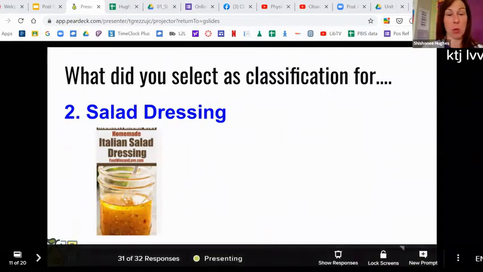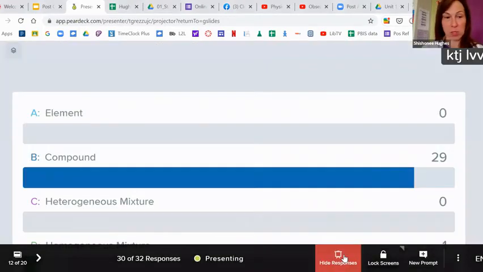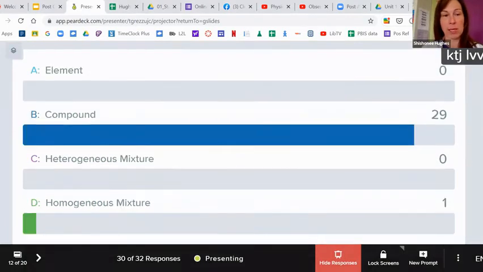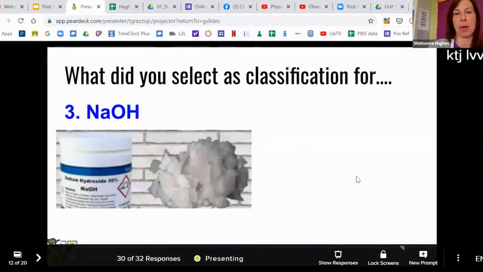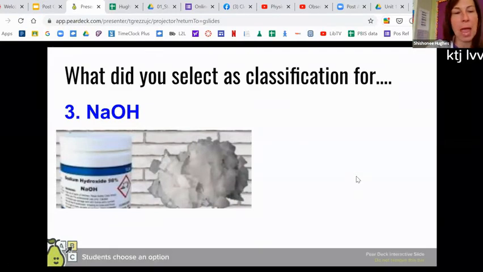For part 3, let's see what you guys responded with. Whoa, awesome. Most of you guys said compound, and that is exactly right. Again, I gave you a hint. I used a formula, and that formula has more than one capital letter.